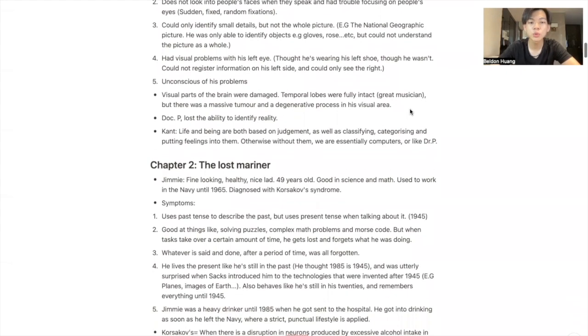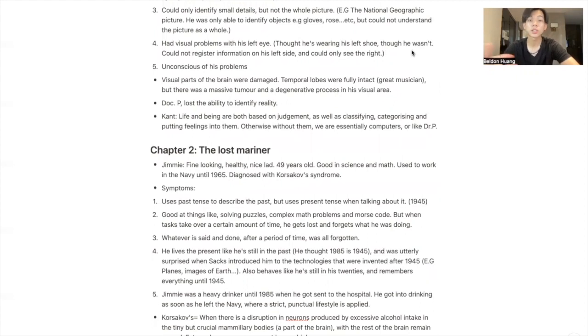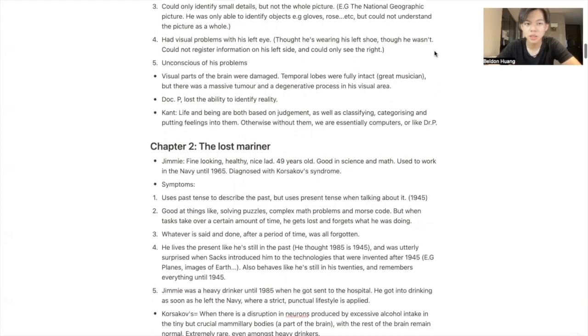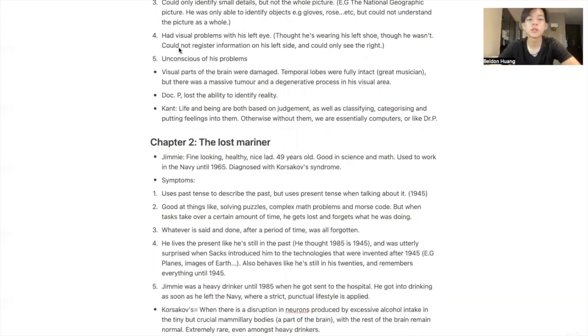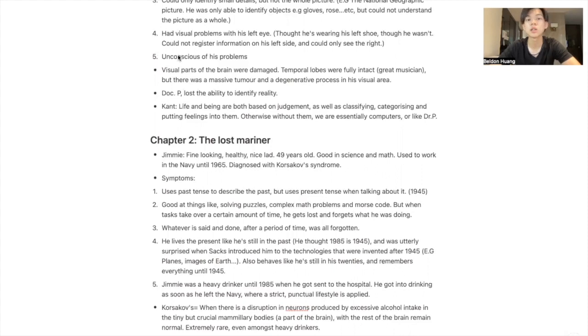And he had visual problems with his left eye. This could be seen when he thought he was wearing his left shoe, but he actually wasn't. And he could not register information on his left side and could only see the right. And lastly, he was unconscious of his problems.